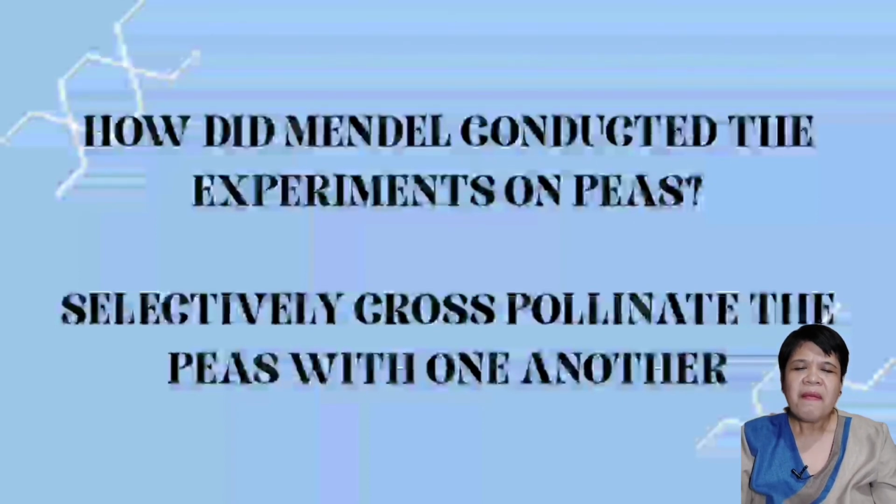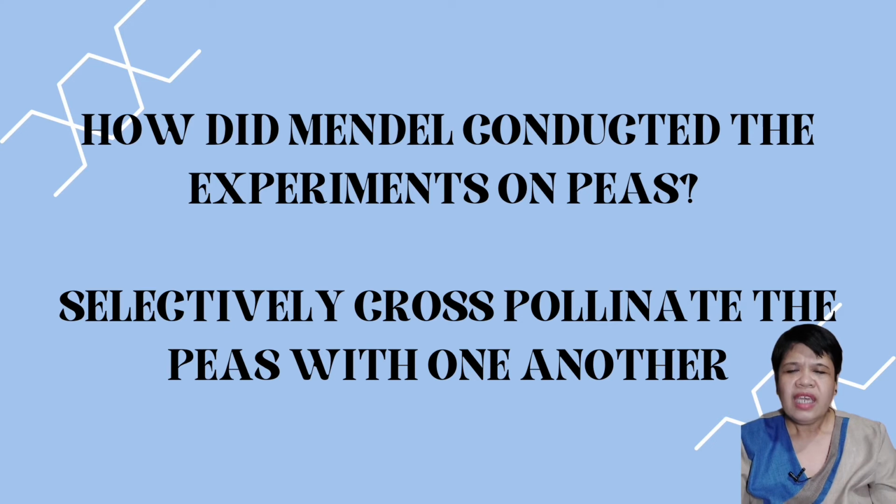By selectively cross-pollinating the peas with one another, he was interested in investigating how individual traits were inherited. He wanted to find out whether both parents contributed equally to the traits of the offspring. He also wanted to know if the traits present in the offspring were produced by the blending of the traits of the parents.